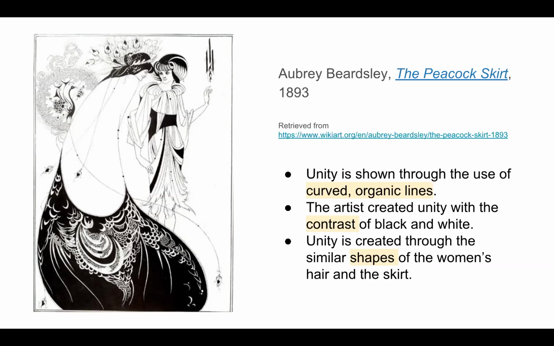You can also see unity if you look carefully at some of the shapes. If you sort of look at the shape of the women's hair, the hairdo in particular on the top right-hand corner, and the shape of the other woman's skirt down toward the bottom, they have very similar shapes. And so that's another way that unity is created in this picture.